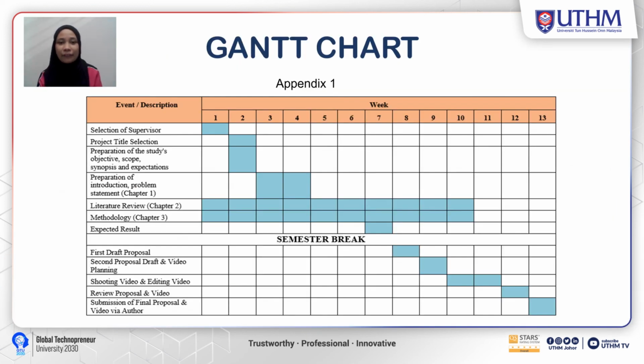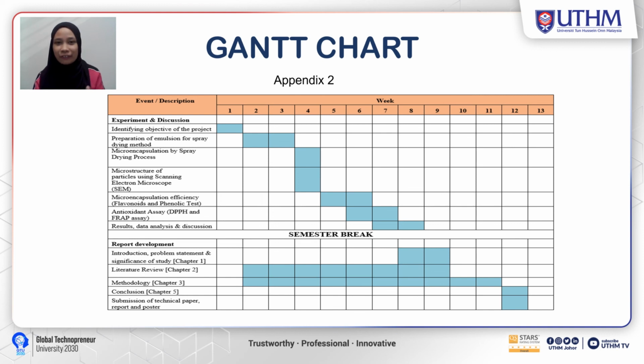Here, I have included the Gantt chart for my bachelor degree project along the semester. And this is the Gantt chart for my bachelor degree project 2 that will be conducted in the next semester.